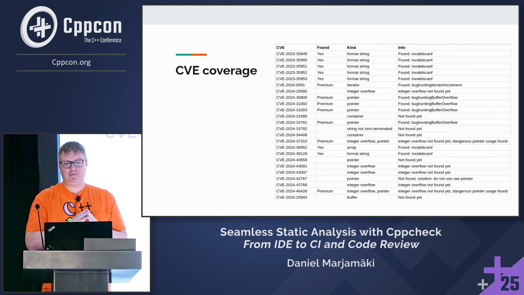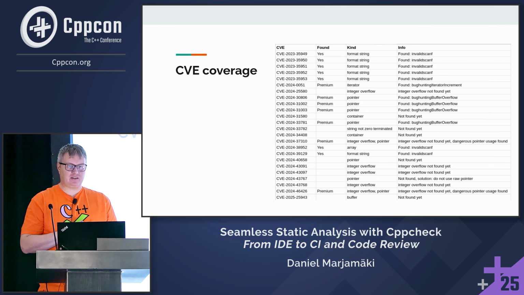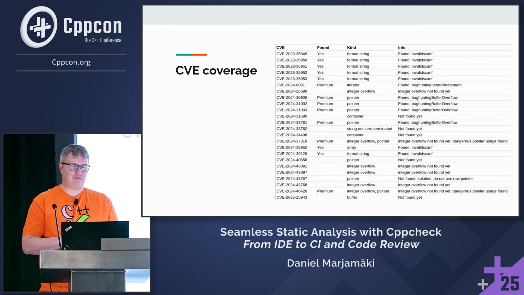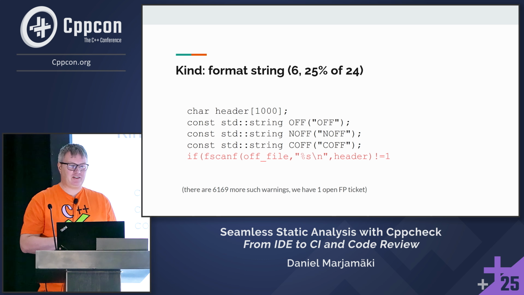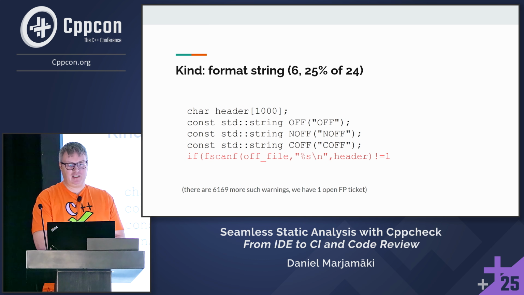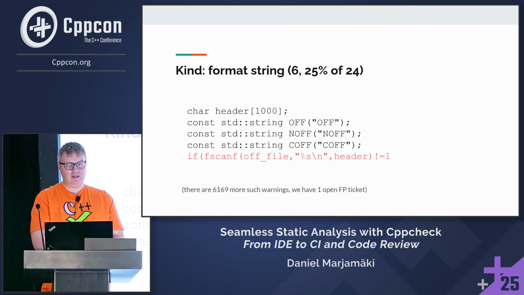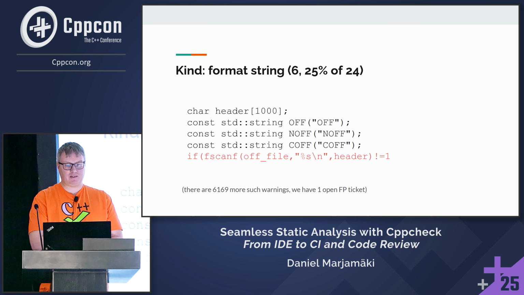So many of the open source bugs that we found were of a kind format string. What is that? Here is an example from a real CVE. So you have a header buffer, and you read from a file into that buffer, and there is no bounds checking. So it can read as much as it wants.